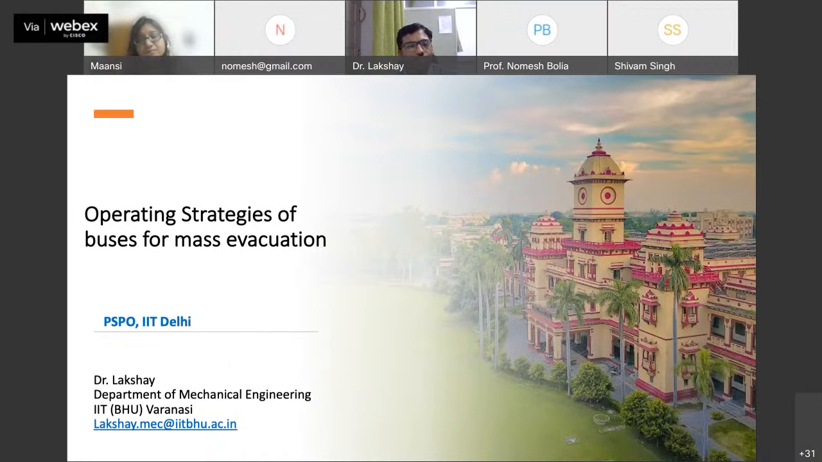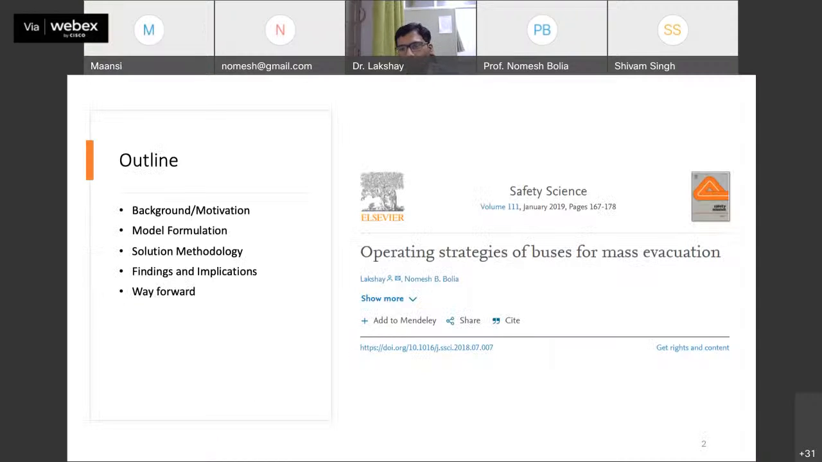In today's talk, we will talk about one of the papers, which is Operating Strategies of Buses for the Mass Evacuation. This paper was published in the Journal of Safety Science, which is a Q1 category journal. And this was published in January 2019 while I was doing my PhD at IIT Delhi itself.